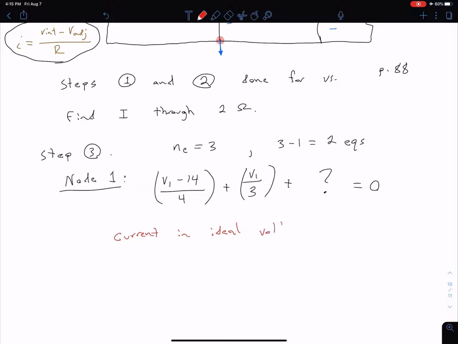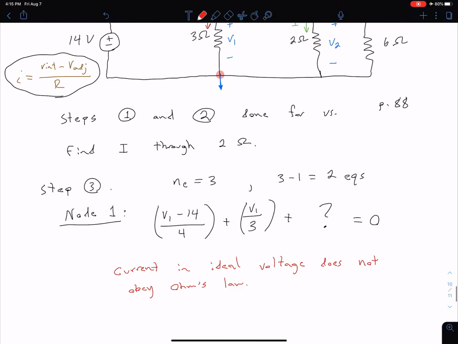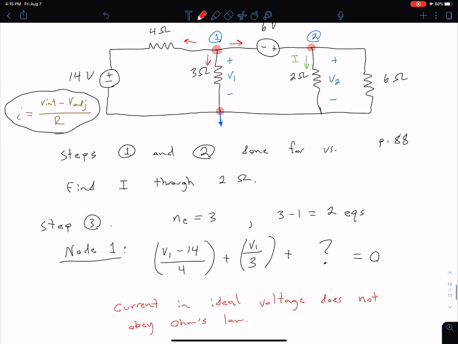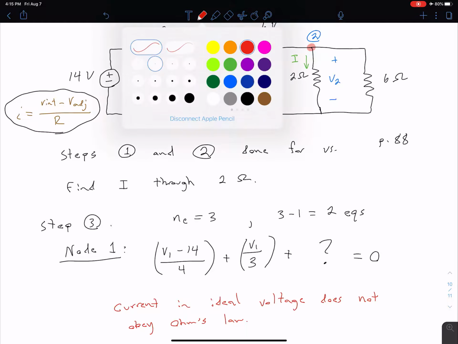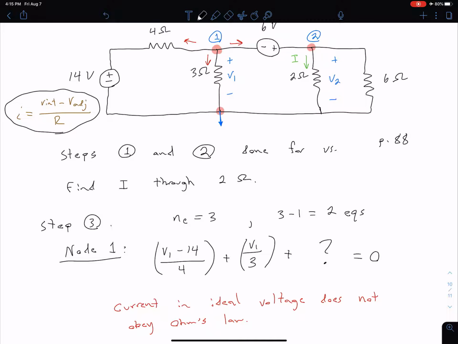This is an ideal voltage source, an idealization, the same way you might talk about a frictionless surface in physics. So current in an ideal voltage source does not obey Ohm's law. That means we can't draw some relation between the current going through this to find some resistance and then relate it to our node voltages with KVL. So we have this issue: we don't know what this current is here. So how do we get around this?